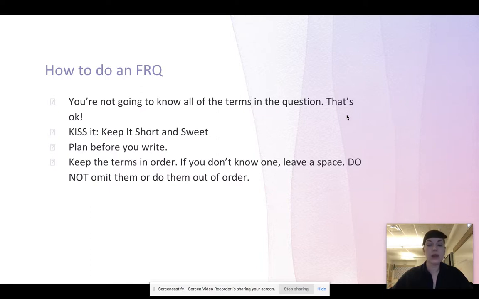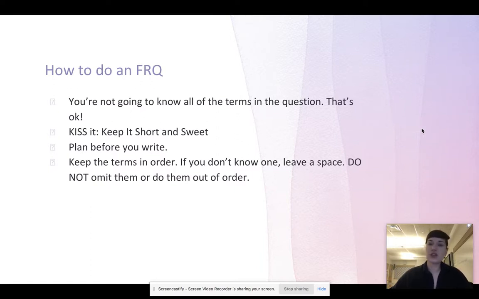Okay. You want to make sure you plan before you write, and we'll talk a little bit more about that in a minute. And when you do write your answers down, you need to leave a space for all of the terms. Even if you don't know one, you need to list them out. And then if you don't know it, just leave it blank. Leave a space for it, but just leave it blank.